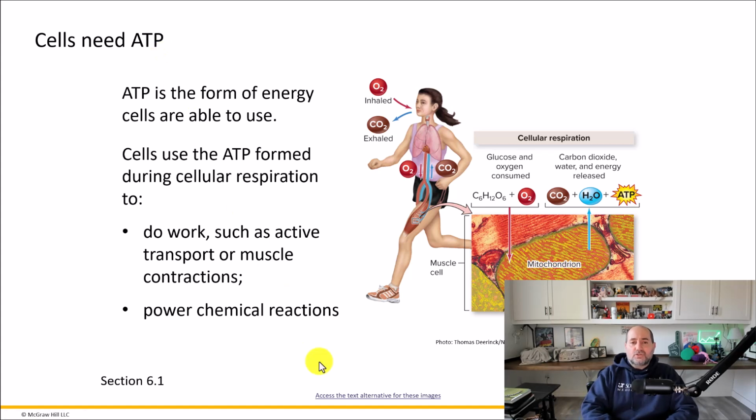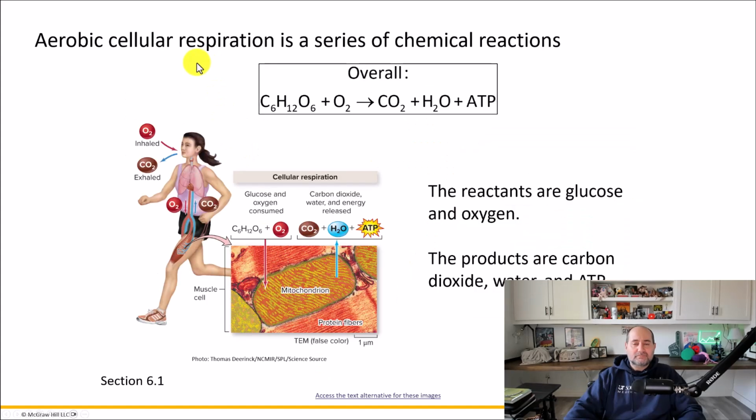Essentially, everything your cells want to do that requires energy, usually it's ATP that drives that process and allows that work to be done inside of your cells. And aerobic respiration is a series of chemical reactions. But the overall chemistry of aerobic cellular respiration looks like this.